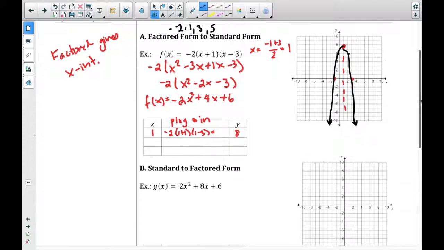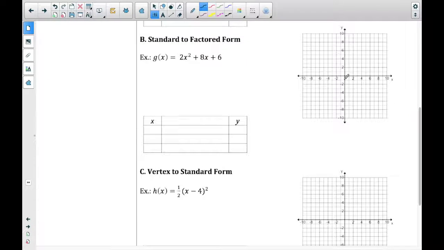The next example goes from standard form to factored form. Okay, well, again, we've talked about each of the different benefits of each. One thing I know from standard form right off the bat is that the y-intercept is at 0, 6. I might just plot that just so I have it. It helps to have it.